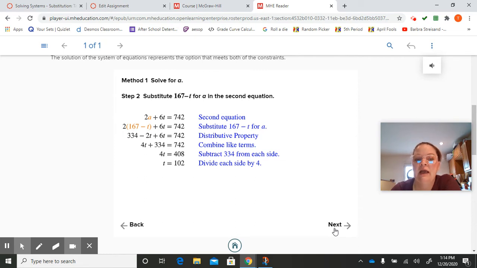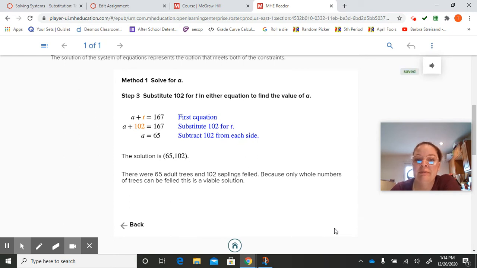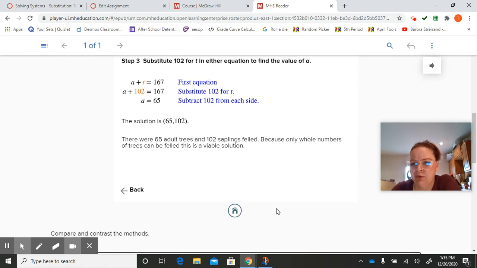So now we're going to figure out how many adult trees were planted. So we take our 102 and put it back into that first equation because it's going to be the easiest to work with. So 167 minus 102 tells us that there were 65 adult trees planted. So we have 65 for A, 102 for T, or 65 for X, 102 for Y. And that tells us that at the end of this project, 65 adult trees were planted and 102 saplings. Because only whole numbers can be used for trees, this is a viable solution, right? You're not going to fell half a sapling or whatever.